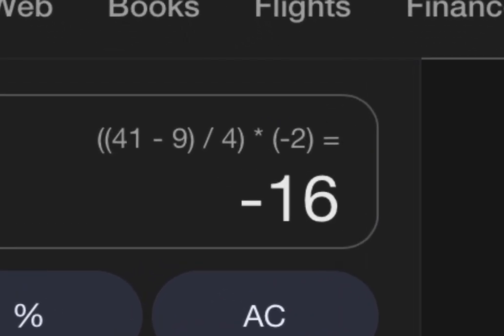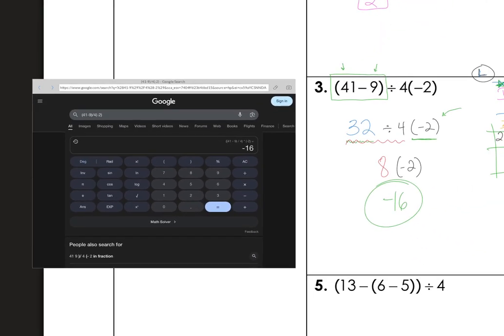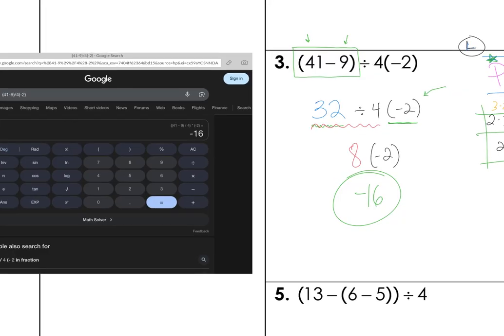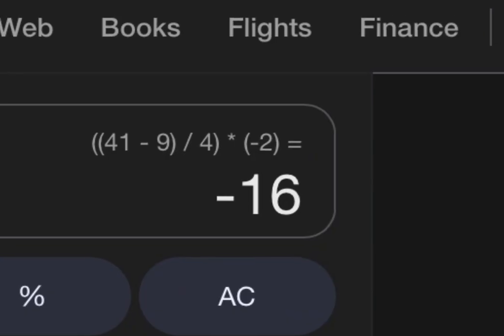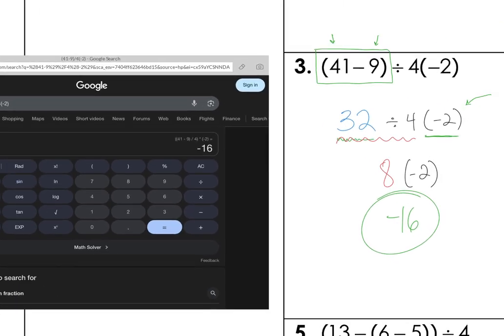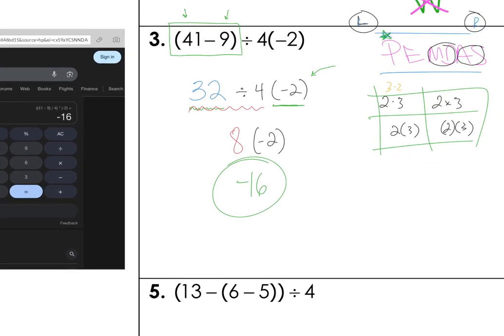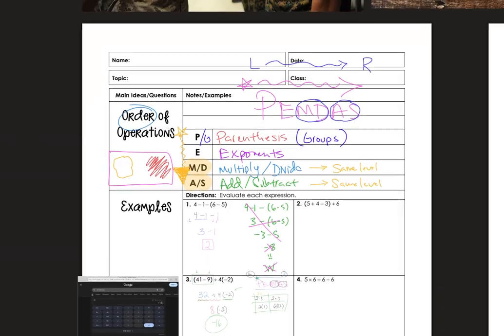Oh, but what is interesting is that, by the way, the lie part is like, I didn't cheat and make it be -16. What's interesting is how Google interpreted this. It was like, listen, the way you type this in, this is what you must have meant: 41 minus 9, then divide by 4, then multiply by -2. It used the parentheses to communicate the order. That's what we're doing here, okay? So that was the drill sergeant's way of doing it.